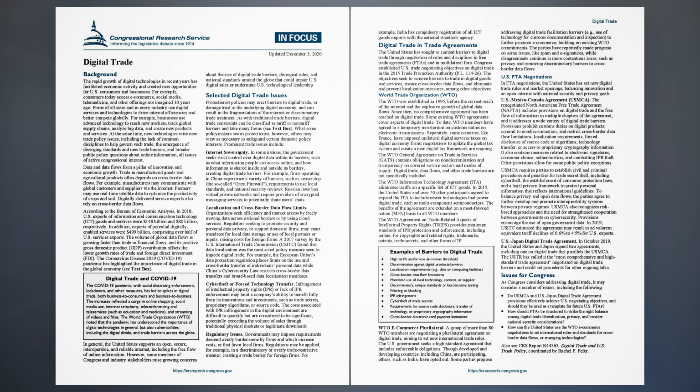The United States has sought to combat barriers to digital trade through negotiation of rules and disciplines in free trade agreements, FTAs, and in multilateral fora. Congress established U.S. trade negotiating objectives on digital trade in the 2015 Trade Promotion Authority, PL 114-26. The objectives seek to remove barriers to trade in digital goods and services, ensure cross-border data flows, and eliminate and prevent localization measures, among other objectives.